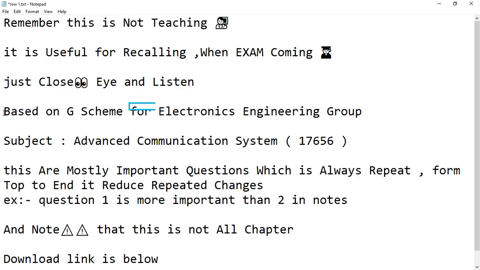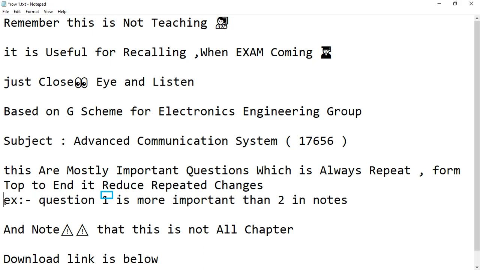Based on G scheme for Electronics Engineering Group. Subject, Advanced Communication System, 17656. These are mostly important questions which always repeat, from top to end. It reduces repeated changes.